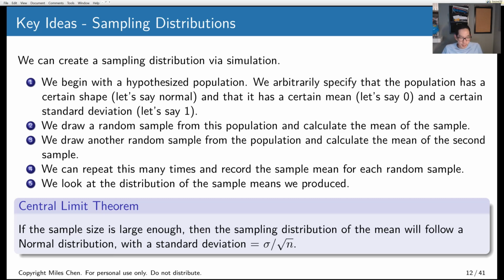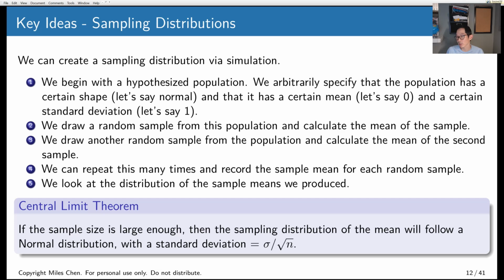We can generate a sampling distribution via simulation. We start off with a hypothesized population. Maybe we arbitrarily specify that the population is normal, with a mean of 0 and a standard deviation of 1. So we can start off with some imaginary population, like a standard normal population. Then I draw a random sample from that population, and after I draw the random sample, I calculate the mean of that sample. Then I go back and draw another random sample from the population, and calculate the mean of that sample. And I do this again.